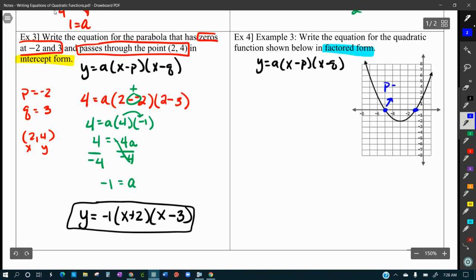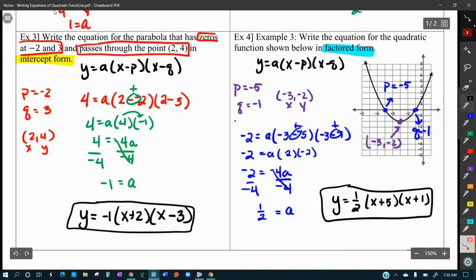So this one you can say p is negative 5. We can say q is negative 1. And then you just need to pick another coordinate. Make sure it's a coordinate that you know. Make sure they're whole numbers. Don't pick this one here because that's a decimal of some kind. Okay? So try example 4.